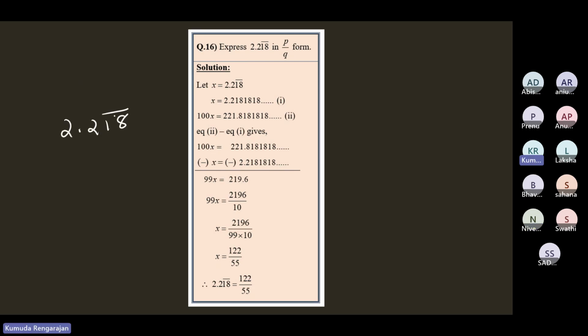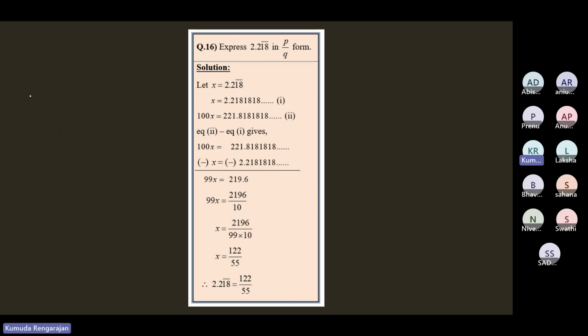2.218 recurring. So how many digits are recurring? 2 digits, so you should find 100x. If the repeating block has 3 digits, then 1000x. The bar is on top of 2 digits, so you should find 100x. x you already have. Then you should find one more, that is 100x, and subtract. Is it so difficult? No, ma'am.